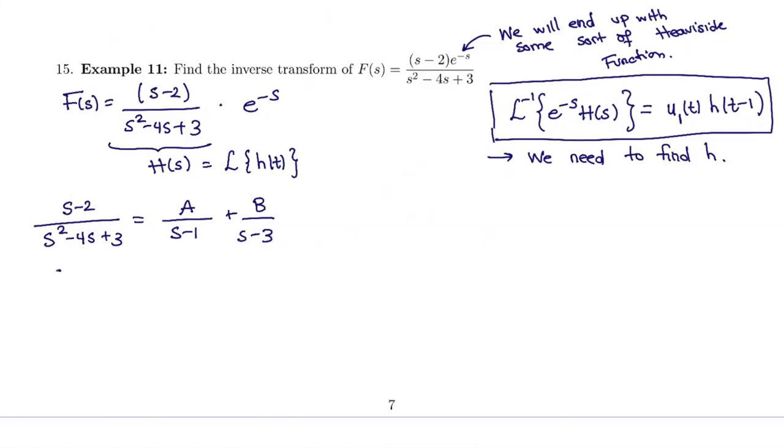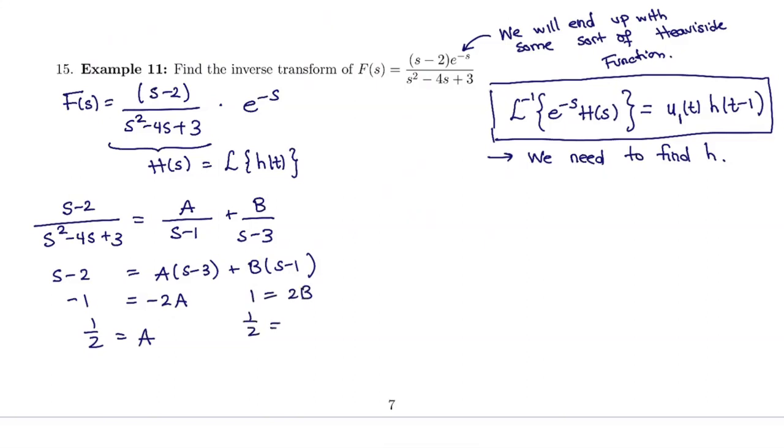Multiplying through by the denominator, you'll get s minus 2 is equal to a times s minus 3 plus b times s minus 1, so that when s is equal to 1, I will end up with negative 1 is equal to negative 2a, or 1/2 is equal to a. And that when s is equal to 3, I will end up with 1 is equal to 2b, so that 1/2 is equal to b. Combined, this now means that h of s is equal to 1/2 of 1 over s minus 1 plus 1/2 of 1 over s minus 3.